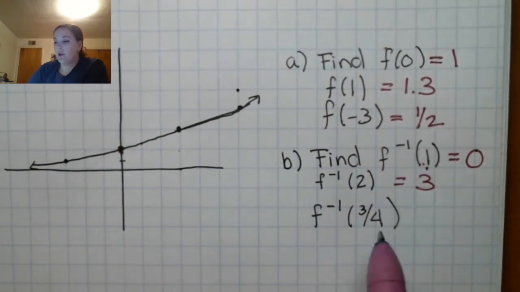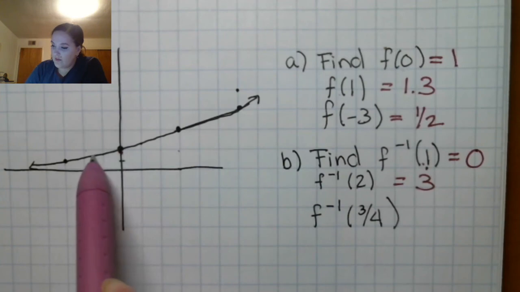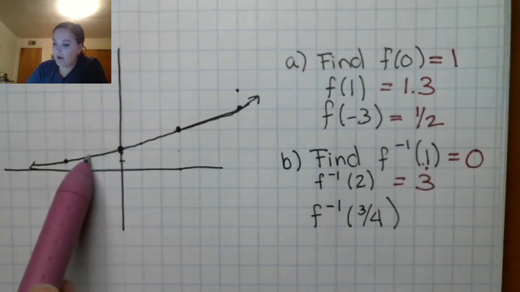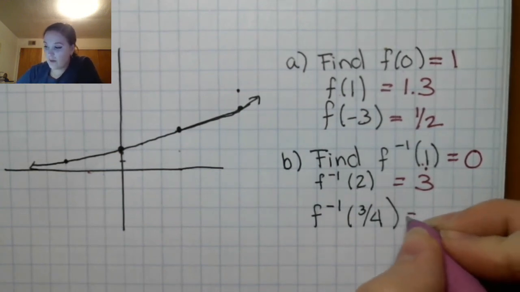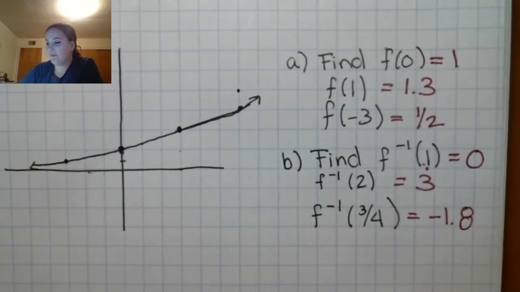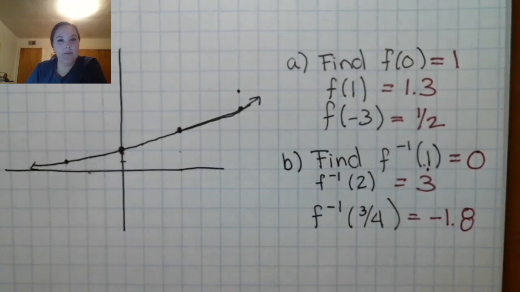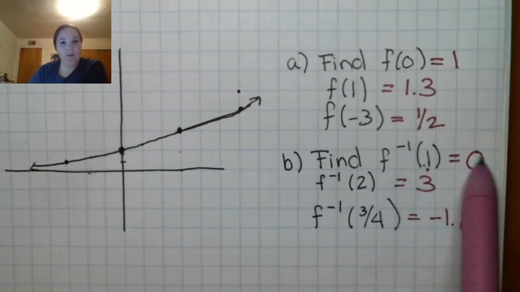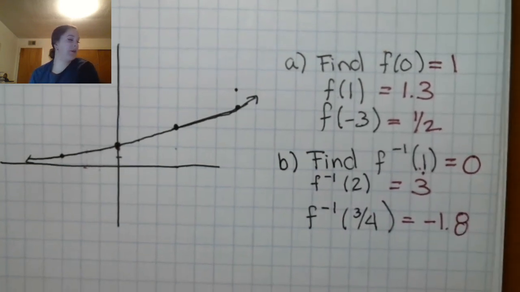Then we're looking for the y value 3/4, which is between 0 and 1. So maybe something like right here, maybe even closer over here. So this is going to be between -1 and -2, so this might be like -1.8. I was pointing to about this point right here, which does look pretty close to -2. All right. So that's how you read the inverse values off the graph. You look for the y values that are given, and you give the corresponding x value.